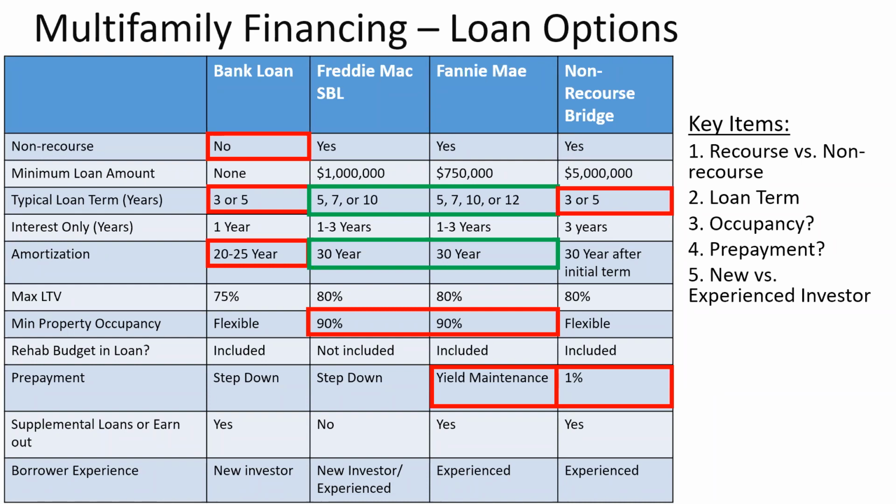So bank loans, this is going to be a recourse loan. It's going to be 3 to 5 years, 20 to 25-year AM. For a lot of new investors, this is where it's going to be at the very beginning. So whether you're buying a $1 million property or even a $5 million property, a lot of people start with the bank loan. And the main thing here, and I should have maybe highlighted it, was that the minimum property occupancy is flexible, right? So that means it can be anything, right?